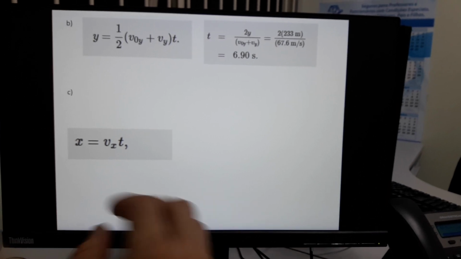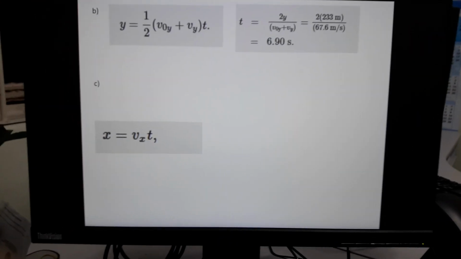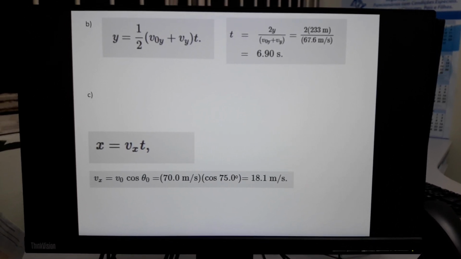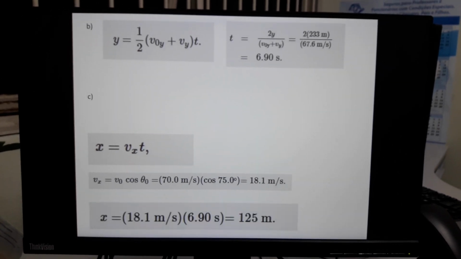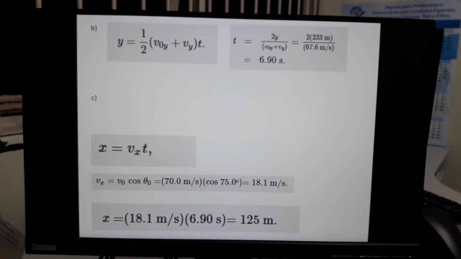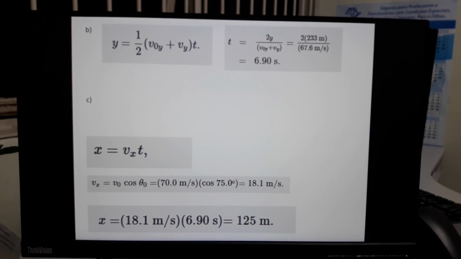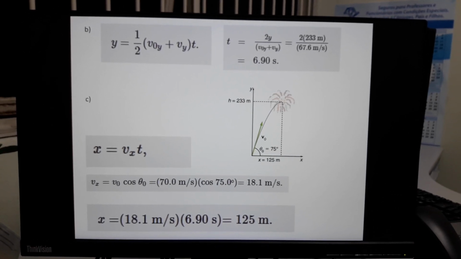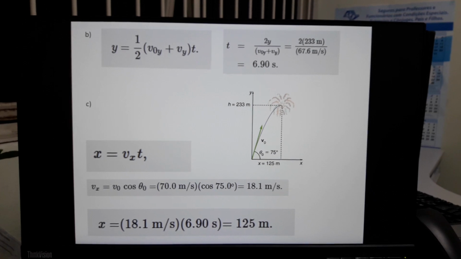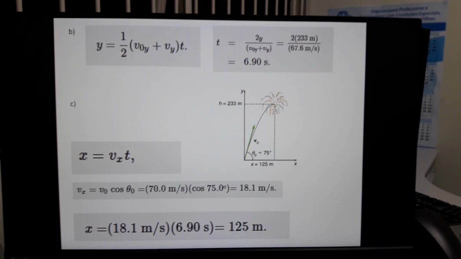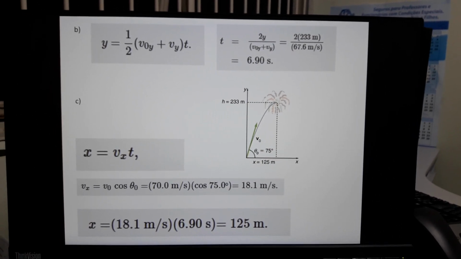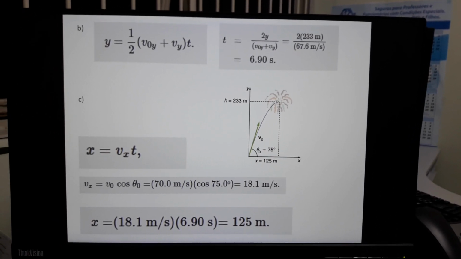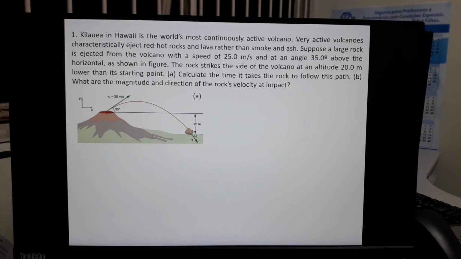We will find here the displacement in x using cosine and 18.1 meters per second, and we have 125 meters in x. So we have this figure here again showing us that we have 233 meters in y, and in x we have 125 meters. So let's go see this problem.